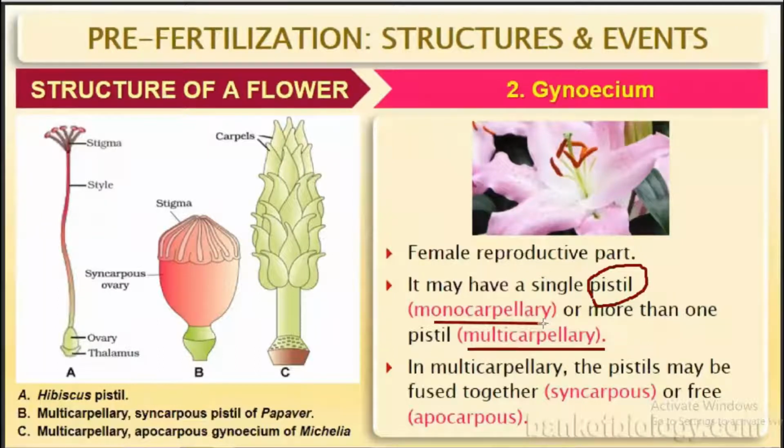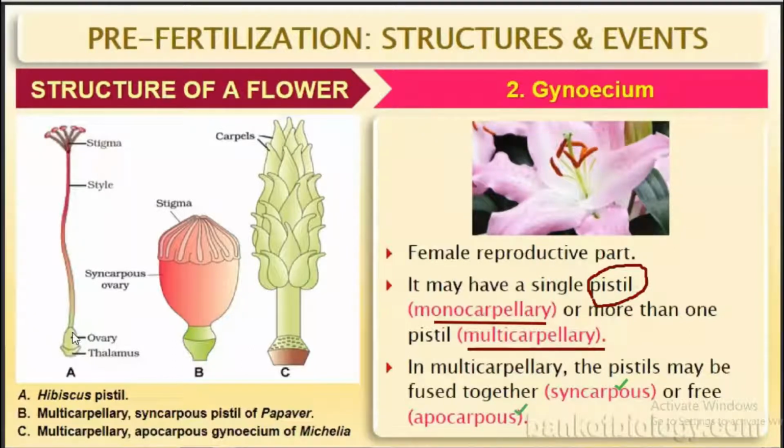Then two more terms are there. One is syncarpus and the other one is apocarpus. In multicarpellary condition, if the pistils are fused together, that is known as syncarpus. In multicarpellary condition, if the pistils or carpels are free, it is said to be apocarpus.